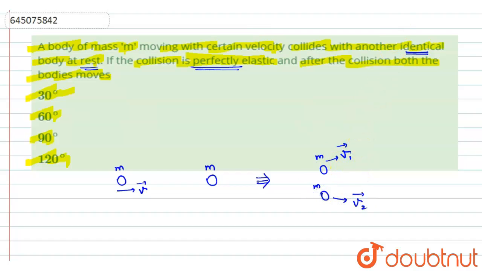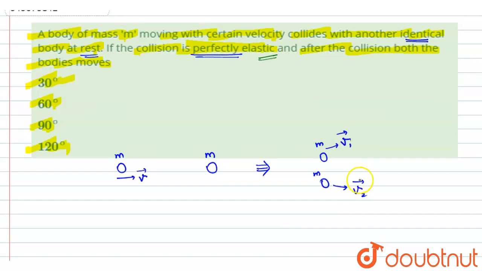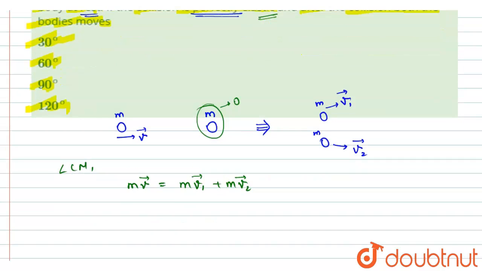Now, as this is an elastic collision, we can use the law of conservation of momentum and the law of conservation of kinetic energy. First, let me use the law of conservation of momentum. According to that, the initial momentum, which is m v vector, will be equal to m v1 vector plus m v2 vector. The initial momentum of the second body is 0 because its velocity is 0. From here we can write that v vector equals v1 vector plus v2 vector. That means the original velocity is the resultant of these two velocity vectors after collision.